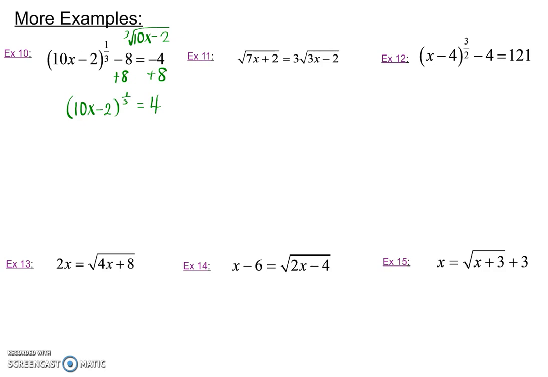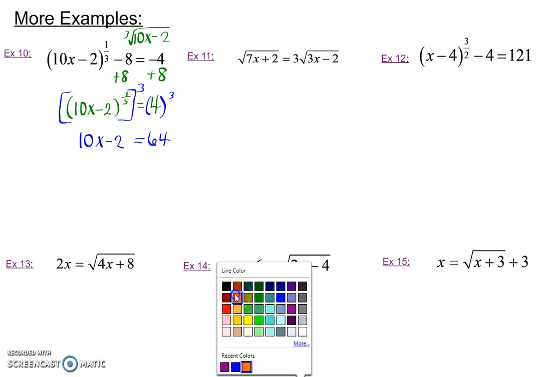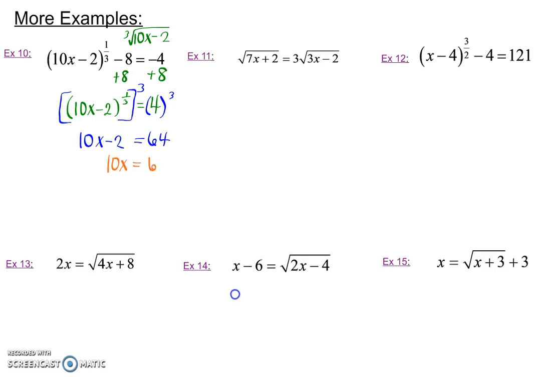So instead of writing it in the cube root, I could just put a bracket around it and raise that whole thing to the 3rd power. Because when you raise an exponent to a power, you're multiplying. Those exponents end up canceling. They just become 1. So we get 10x minus 2 equals 64. 10x equals 66. Okay, and x equals 66 over 10, which is 33 over 5.